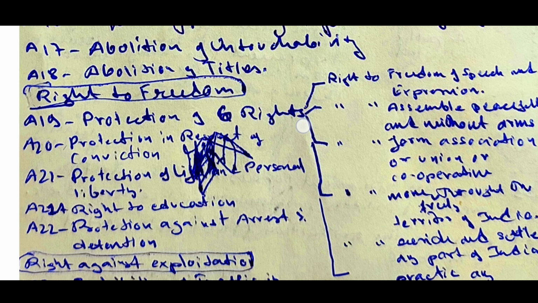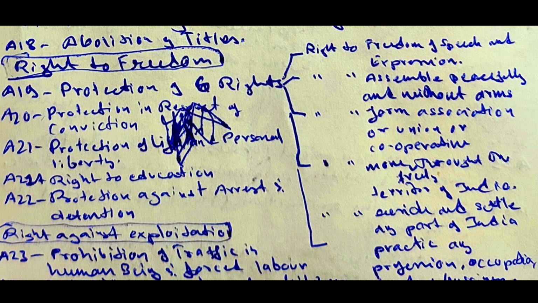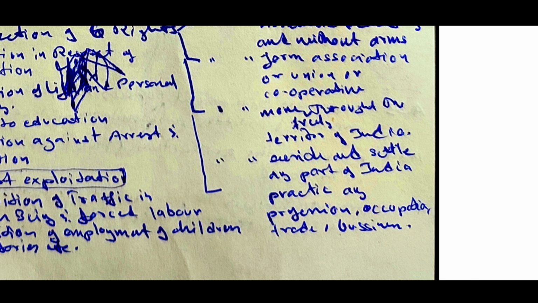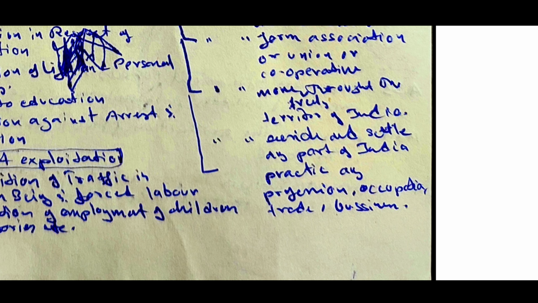Okay, now we're going to talk about the right to freedom. Under the fundamental right to freedom, Article 19 basically guarantees citizens 6 rights. Those are the right to freedom of speech and expression, right to assemble peacefully and without arms, form associations, unions, cooperatives, move throughout the territory of India, reside and settle in any part of India, and practice any profession or occupation, trade or business.